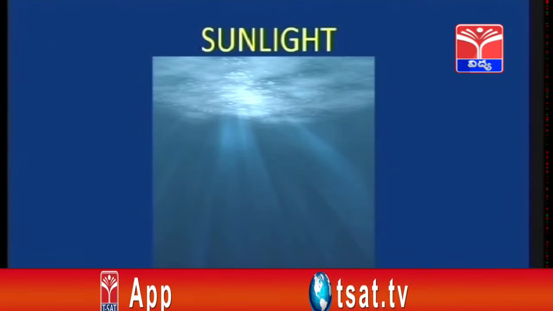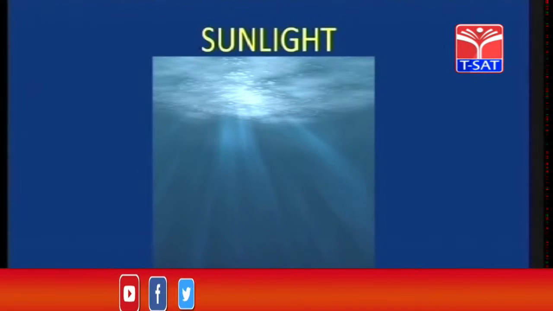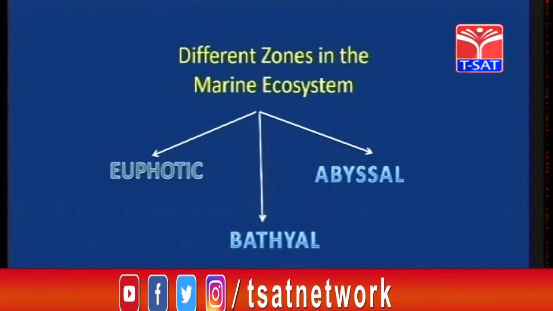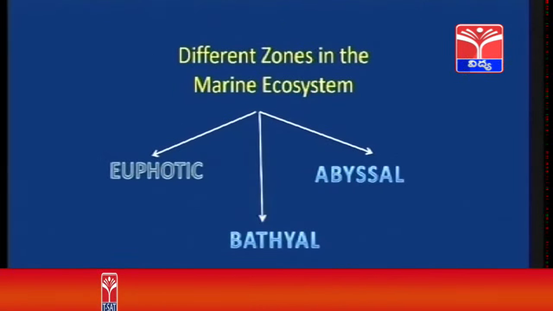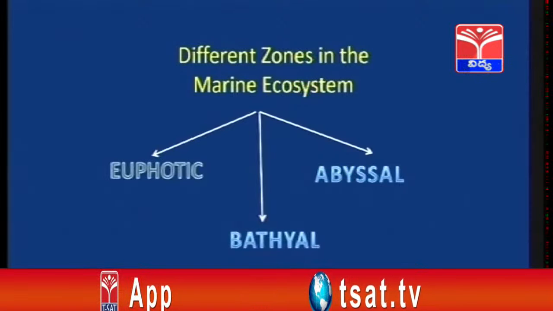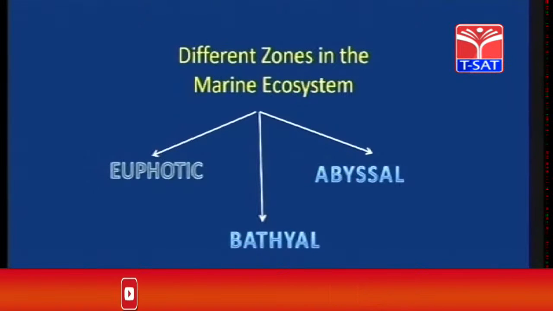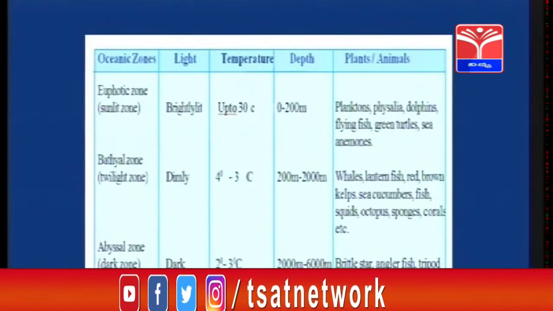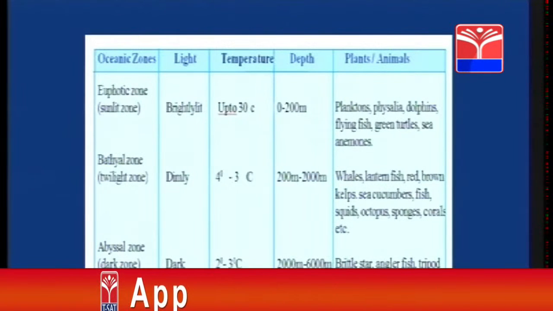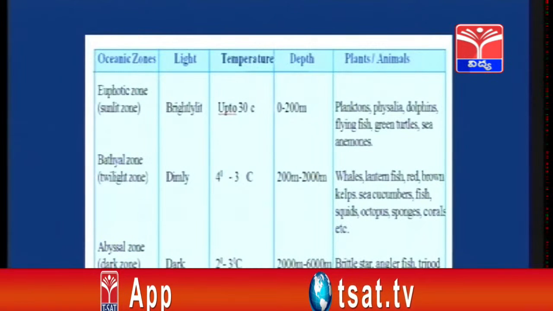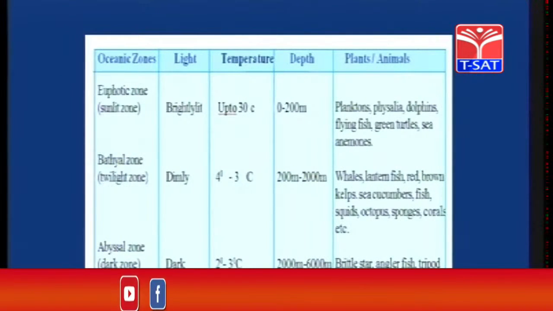Now how does it do this? Penetration of light depends on the temperature, pressure and the salinity. Different zones in the marine ecosystem: euphotic, bathyal, abyssal. Photic means light, so the sunlight zone is called the euphotic zone. Bathyal zone, twilight zone. Abyssal, dark and cold zone. Ocean zones: light, temperature, depth, plants and animals. Oceanic zones are 3. Depending on the penetration of sunlight, it is characterized by 3 types.